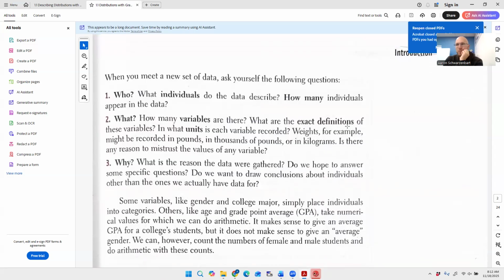So, what are we interested in? Who, what, why? Who is what individuals does the data describe and how many? How many is often a very important one. What is how many variables are there and what is the exact definition and what units? Why would be what is the reason the data was gathered? Why do I care? What is this useful for? Those are important questions we're trying to answer with statistics.